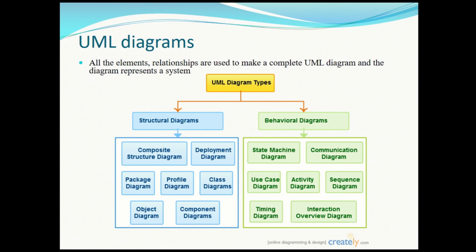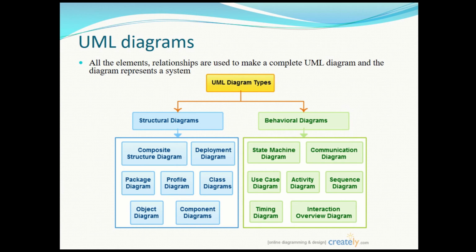Now, UML diagrams, we have so many diagrams. We split the diagrams into two types, behavioral and structural. Structural diagrams describe the structure or organization of the system, such as the class diagram, object diagram, and component diagram. They are not describing the operation or the flow of data. Their focus is only on the structure of the system.